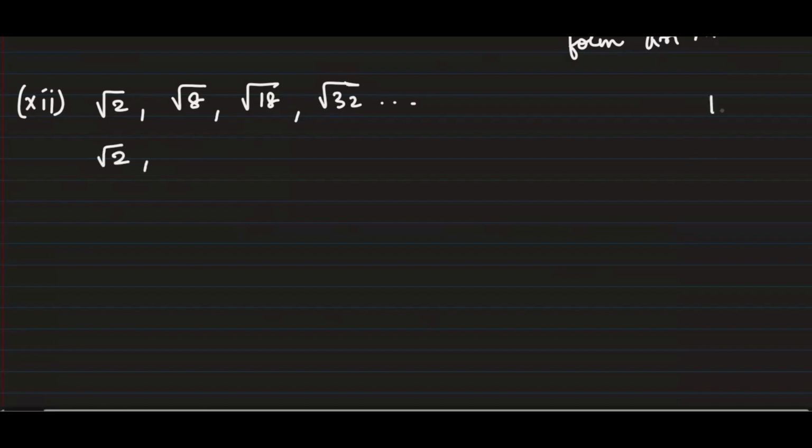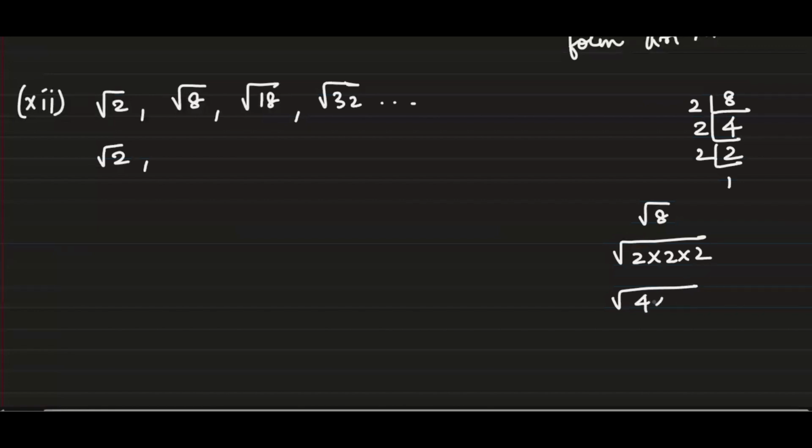Now for root 8, we can use the prime factorization method. For 8, take all prime numbers: 2 4s are 8, then 2 2s are 4, then 2 1s are 2. So root 8 can be written as the square root of 2 into 2 into 2 into 2. Now 2 2s have become 4, so this is 4 into 2. For better understanding, we can write it as root 4 into root 2. Root 4 can be written as 2, so root 8 is 2 root 2.